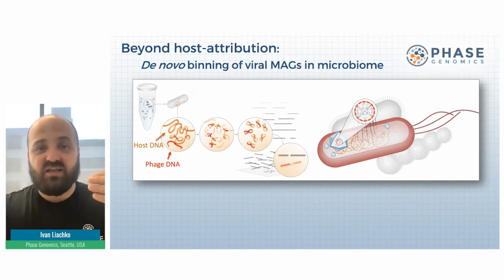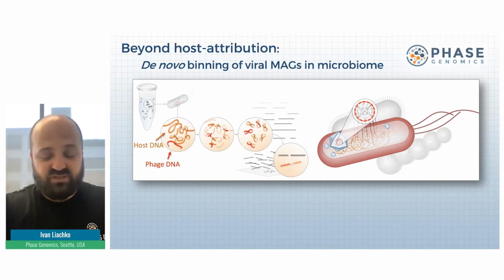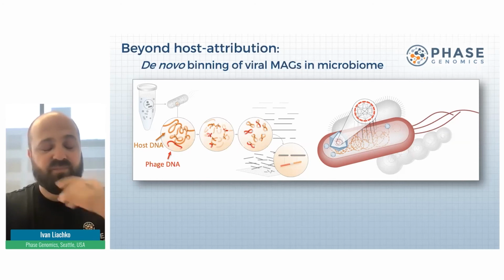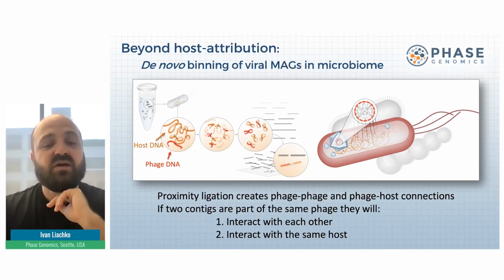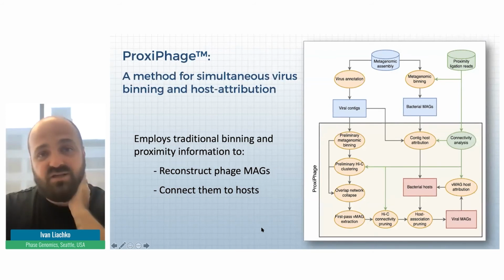So not just assigning, like you annotate a phage and you can figure out who the host is, but actually binning a little genome for the phage. This is something that's super difficult using conventional sequencing. So we developed this method, which is, by the time you're watching this talk, going to be in bioRxiv.